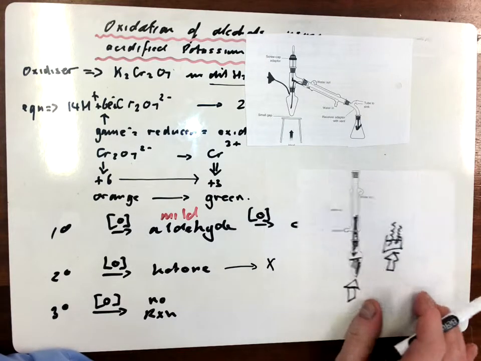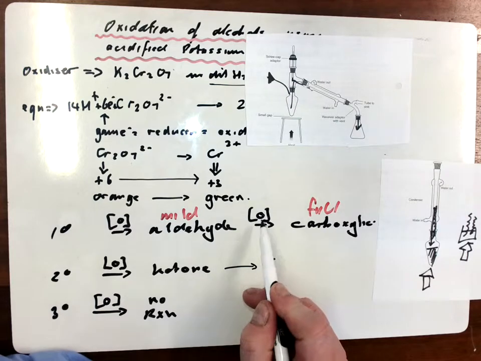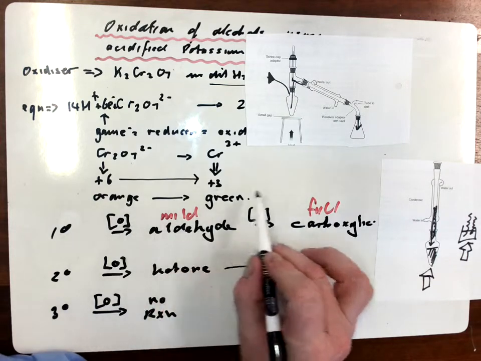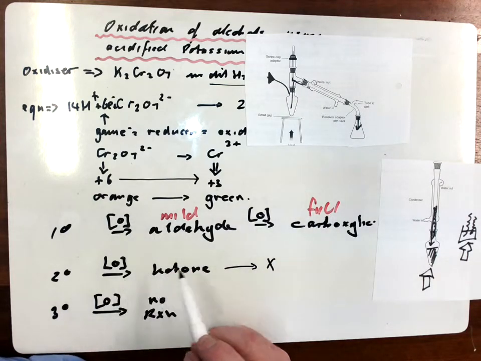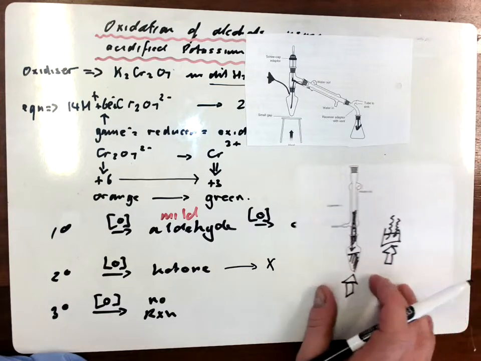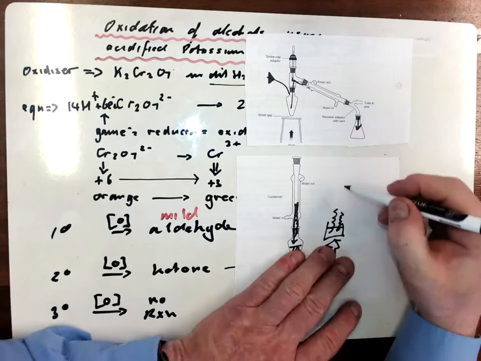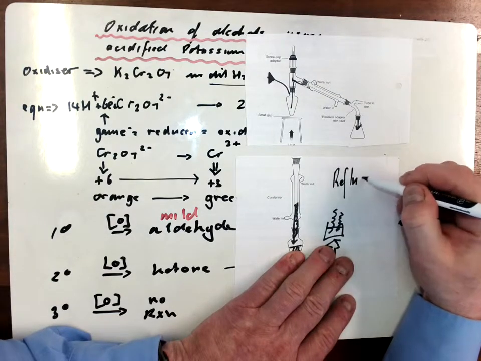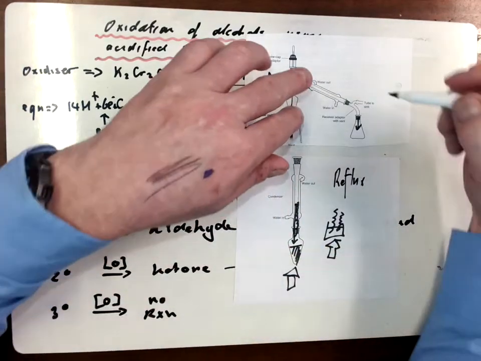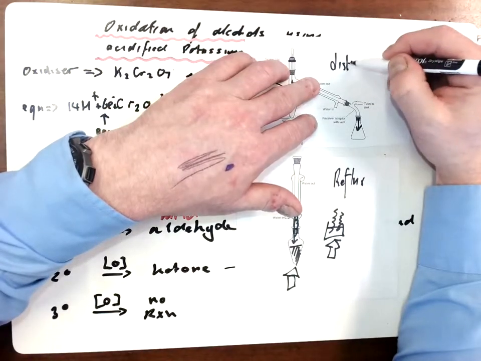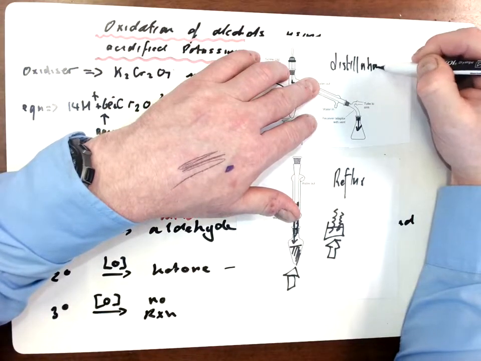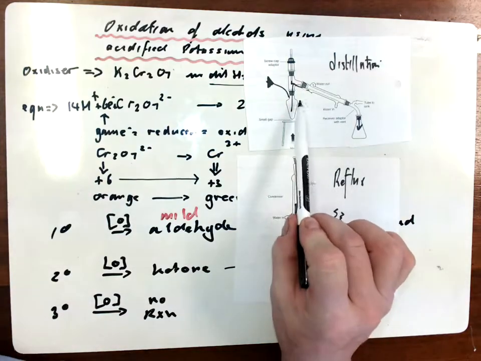We would, in this case, use an excess of the oxidizing agent, so lots of it, to make sure we push this process right through to the end and get as much product as we can. And then when we were finished with that, we would rearrange the reflux apparatus to distillation apparatus up here, and we would distill across and collect.